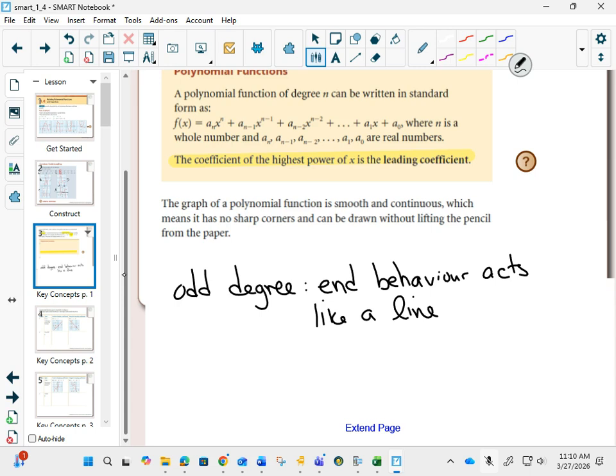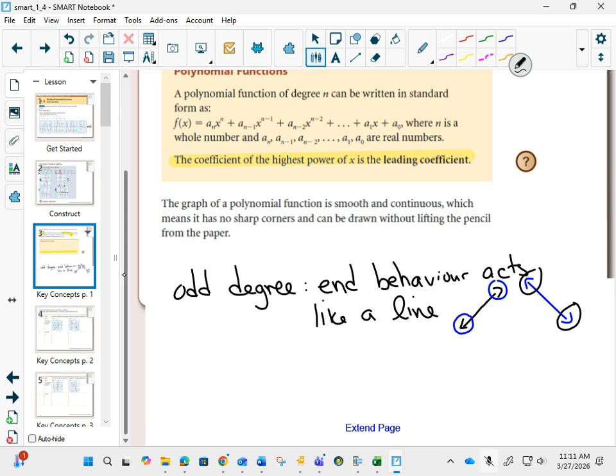acts like a line. So if your leading coefficient is positive, think about y equals 3x plus 5. The leading coefficient would be a 3, and it's positive. Lines that have a positive slope look like this. X cubed graphs with a positive leading coefficient are going to start in the bottom left and end in the top right. If your leading coefficient of an x to the 5 graph is negative, well, lines with a negative slope go down.